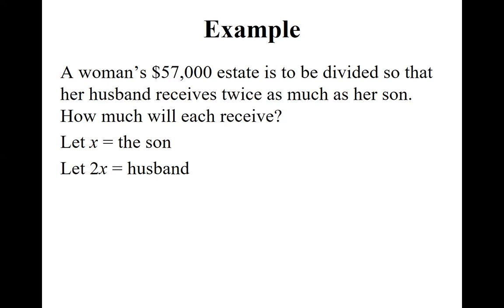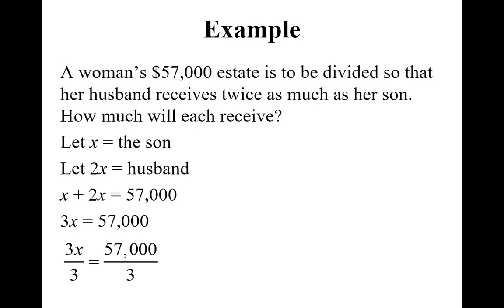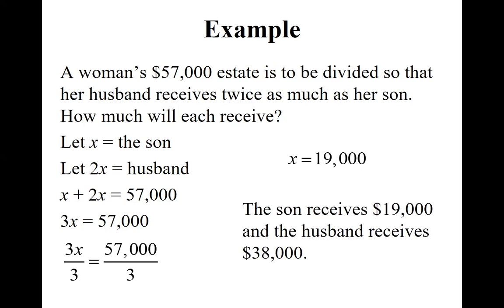The total amount received is going to be 57,000. So X plus 2X is 57,000. That means that 3X is 57,000, and dividing both sides by 3, we get that X is 19,000. X was the son, so the son receives 19,000, and the husband receives twice that, 38,000. Feel free to check that the numbers make sense in the problem, and they do. And that's it for this topic.